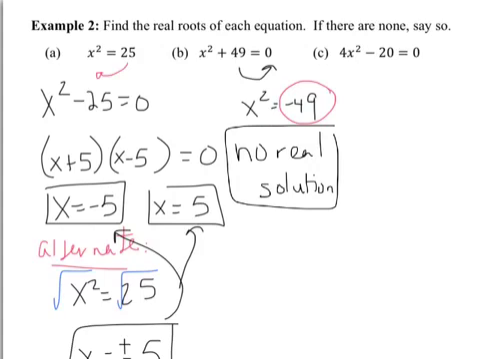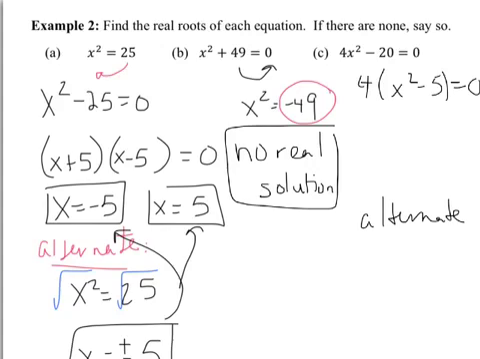For part C, we could start by saying, well, we could try and factor this. We could factor out a 4, leaving behind x squared minus 5 equals 0. But that might get a little bit messy. Let's pause for a moment and go to the alternate solution method first.